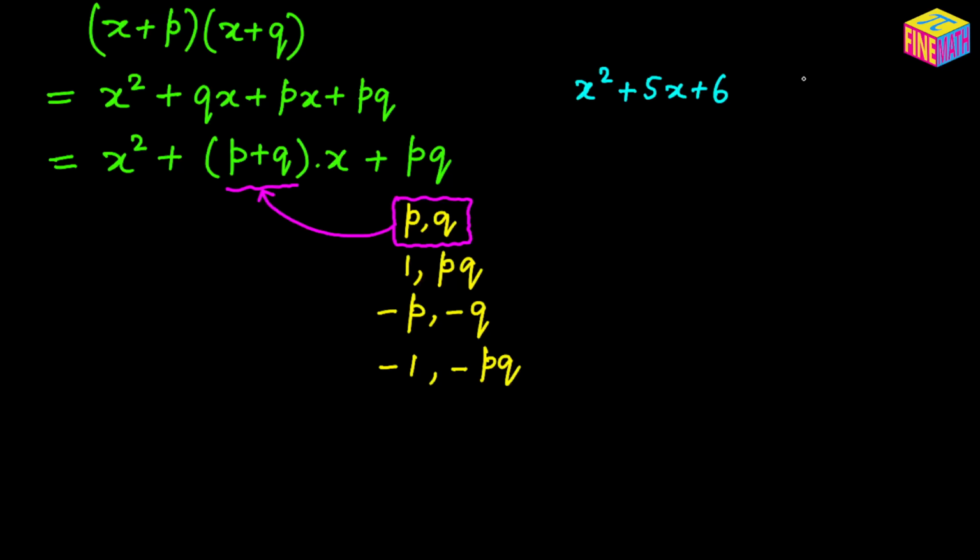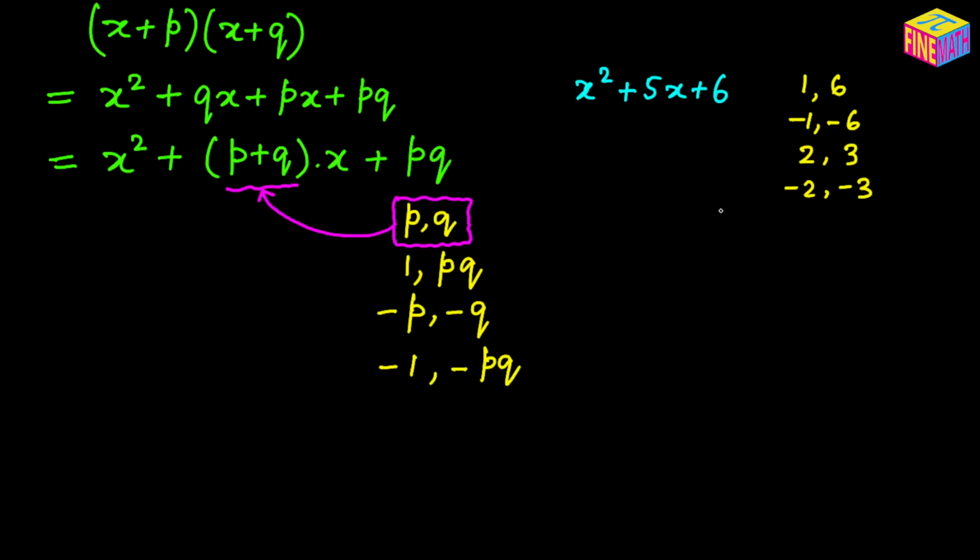Well, for 6 we can get all these combinations, right? We could have positive 1 and positive 6. We could also get negative 1 and negative 6. We could also get positive 2 and positive 3. We could also get negative 2 and negative 3. Are there any other possible combinations? I guess that should be it, right?